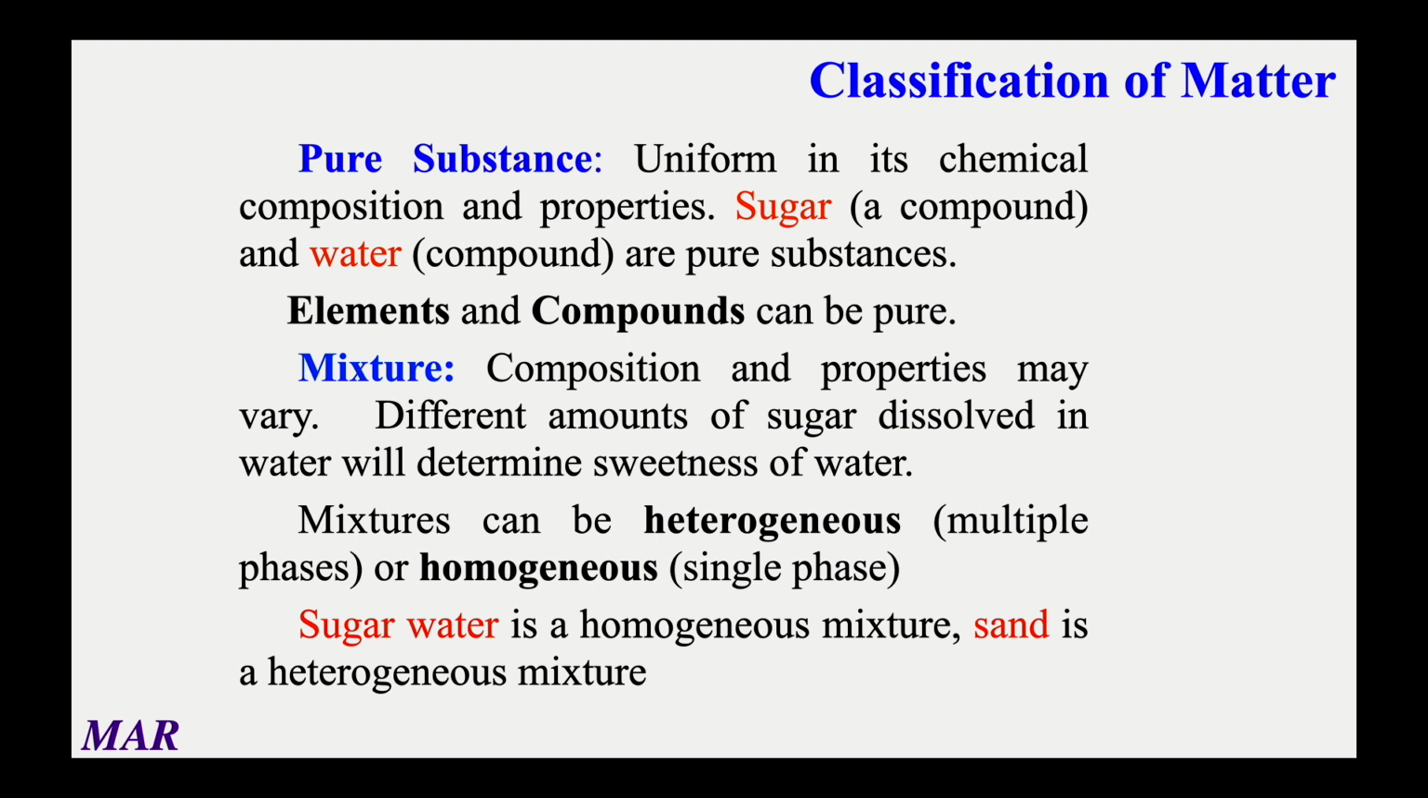So homogeneous solutions are difficult to know if they're pure or not until you do some tests on it. Sugar water, definitely a homogeneous mixture, like we talked about, salt water, and there's lots of examples of this in chemistry. Sand is another example of a heterogeneous mixture. If you look at sand carefully, there's lots of types of rocks almost all the time. It's not just one kind.